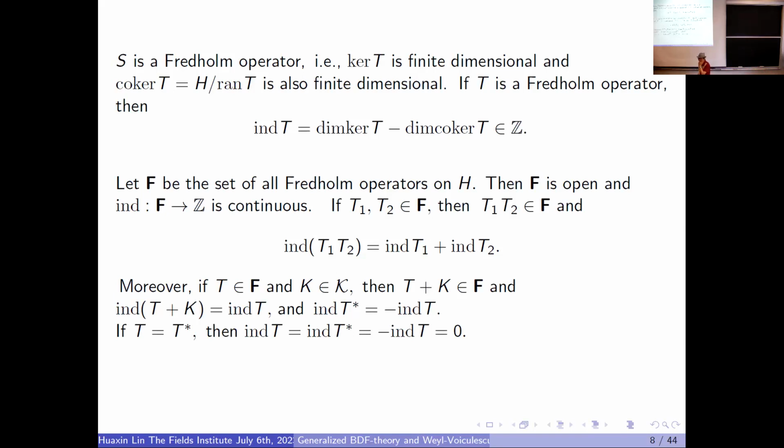Do you know who invented this index of a Fredholm operator? You don't think it was Fredholm? I don't know. Well, I think we could go further. Right. Thank you, Josh.